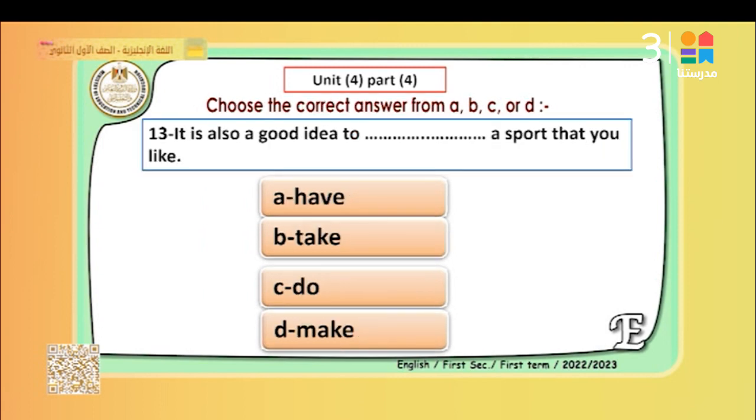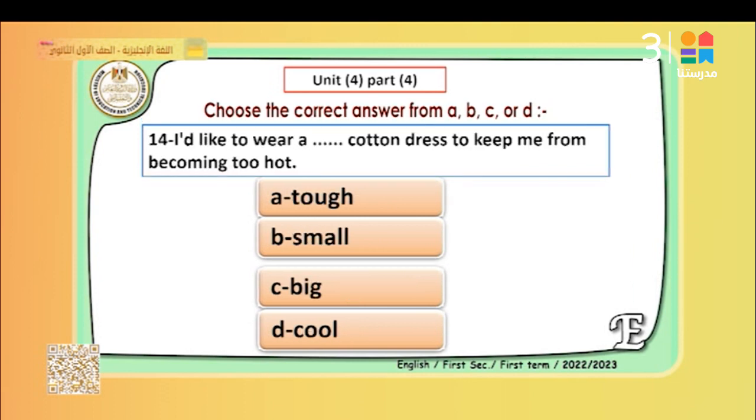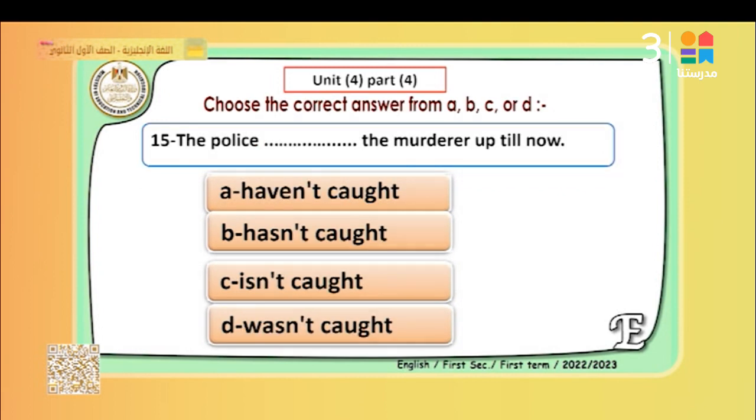Question number 13. It's also a good idea to do a sport that you like. Here we have the collocation. We say have a sport, take a sport, do a sport, or make a sport. Do we say make a sport or do a sport? Of course, we say do a sport, to practice something, to do a sport. Question number 14. I'd like to wear a cotton dress to keep me from becoming too hot. When we describe clothes, we use tough cotton clothes, small cotton clothes, big, or cool. Of course, the word cool means nice, something which is nice or fashionable.